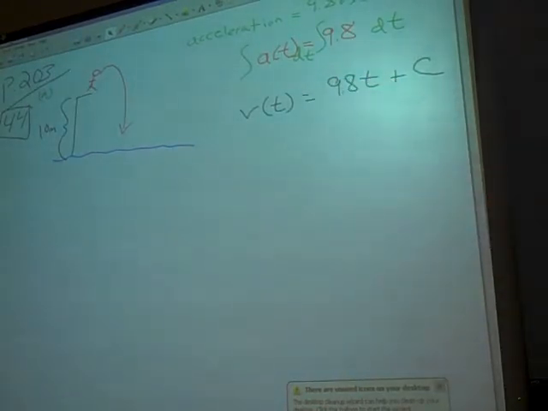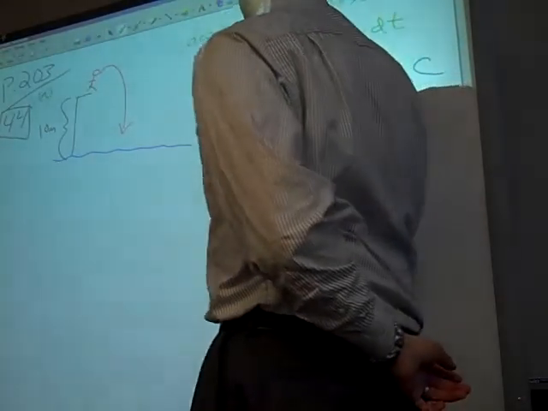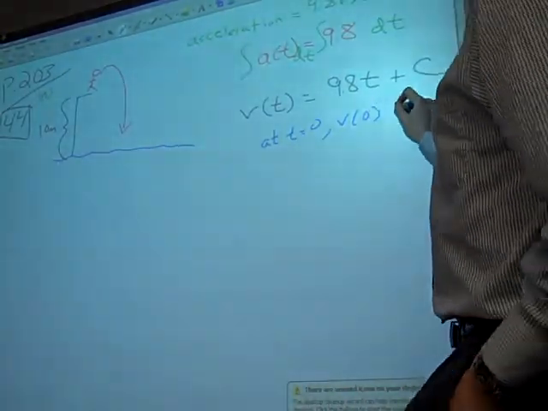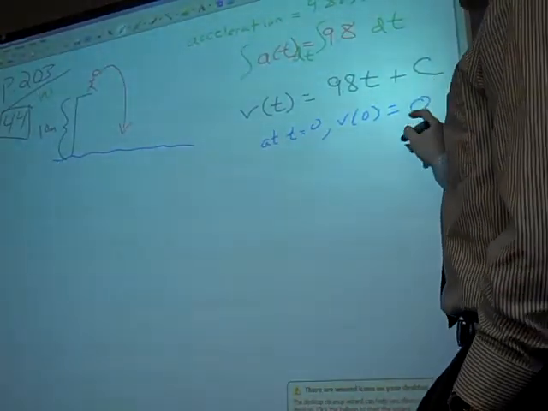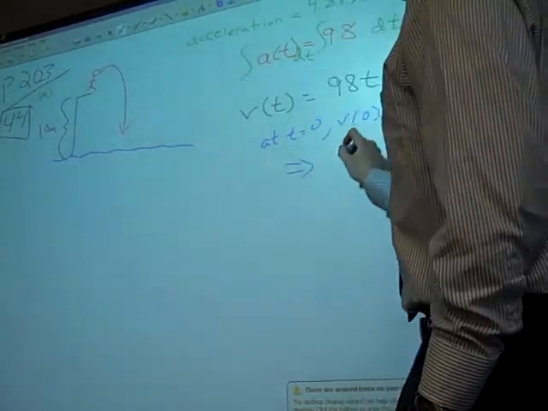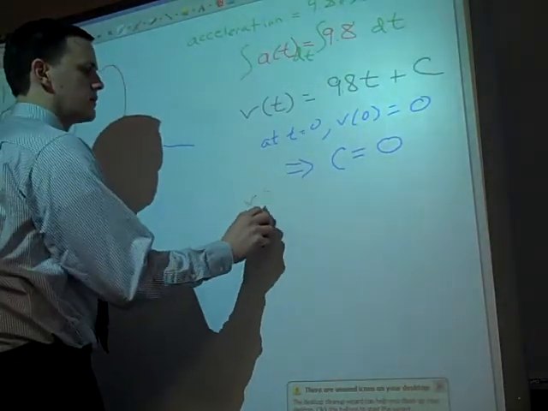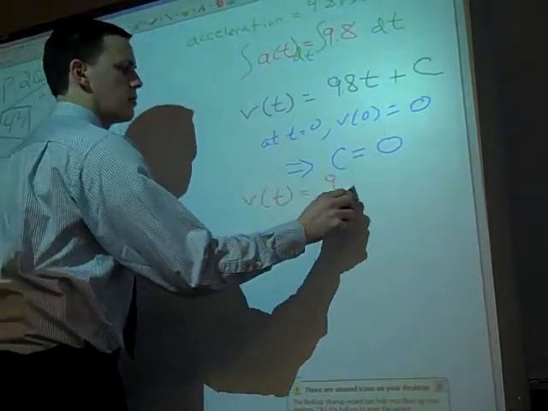But right now, what's our initial velocity? It says if you step off from a 10-meter diving platform. So what's our initial velocity? 0. So at t equals 0, v of 0 equals 0. That means that c equals what? 0. So now we have v of t equals 9.8 t.